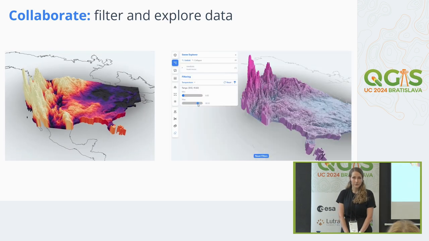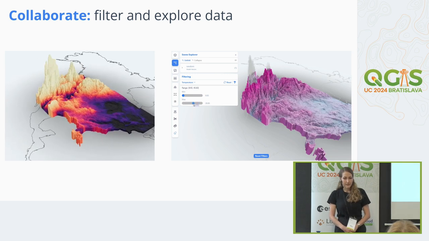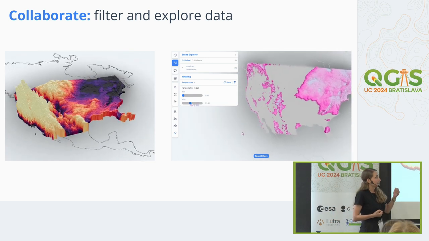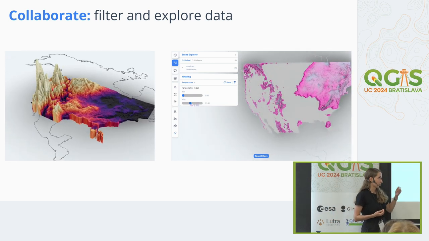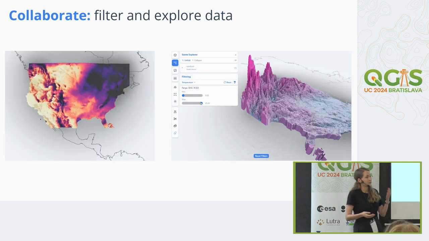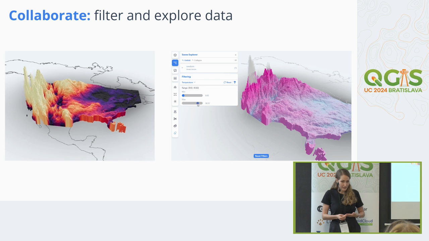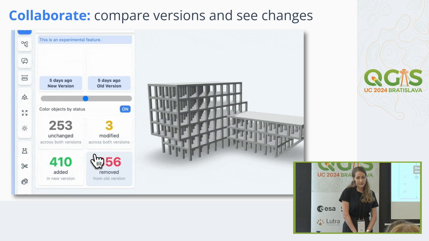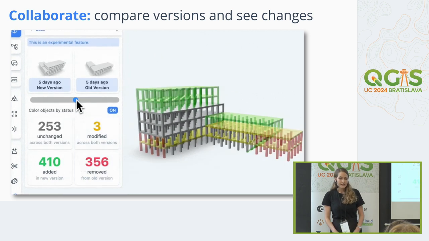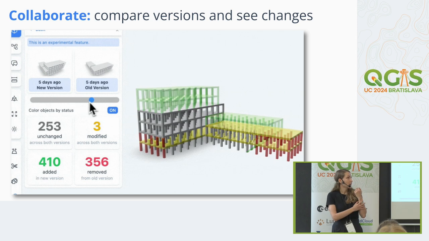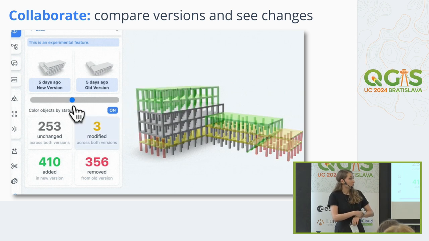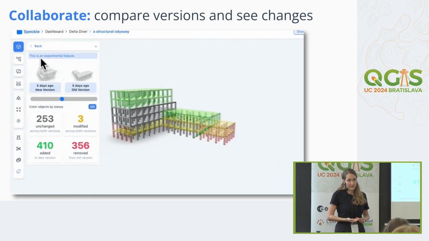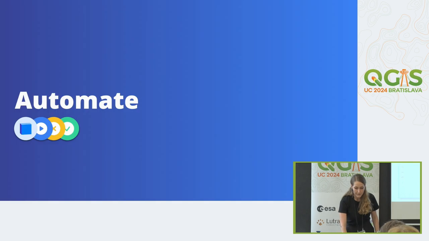You can also explore your data in different ways. So these are the filtering possibilities. The viewer can detect what type of data you have, if it's continuous data or discrete data, and then it will apply different types of filtering to it. And you can also compare the versions and see the changes, because once you are sending the model, every part of the model will have a unique ID. And once you modify the model, the unique ID will change. So you can see what objects are exactly still there, what have been changed and what have been deleted.